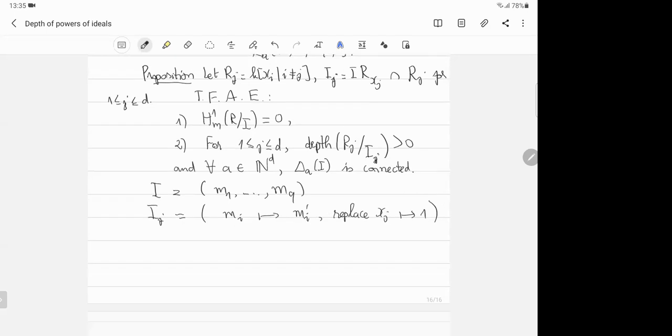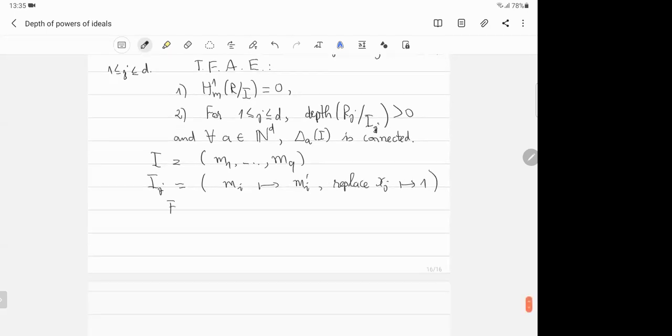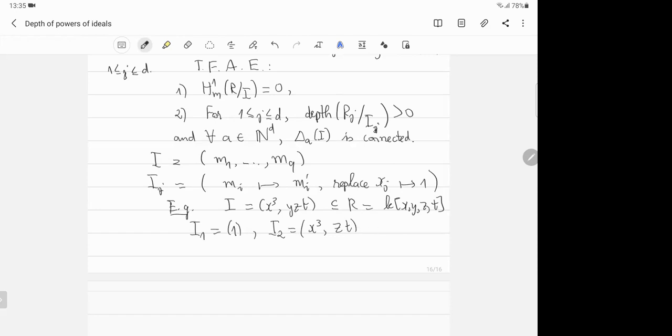So, for example, if you have this ideal from the last time, then I_1 would be the ideal you get by replacing x by 1. So it is the whole ring, right? I_2 is the ideal you get by replacing y by 1. So you see the generator with z to the d, and so on.